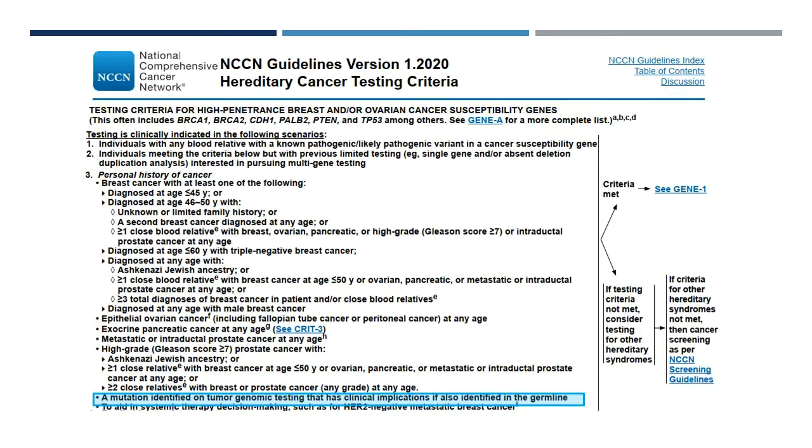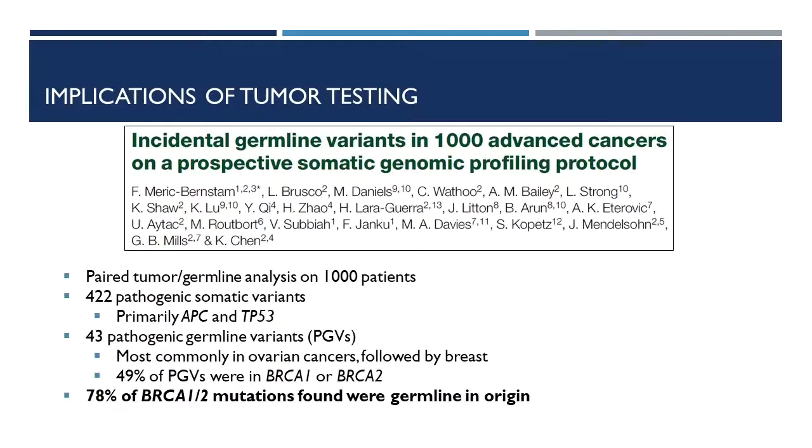NCCN guidelines recommend germline genetic testing when somatic tumor testing identifies a mutation that may have clinical implications if also present in the germline. This study in 2016 evaluated genetic variants identified in paired tumor and germline testing on 999 patients. Of those evaluated, 422 individuals were identified with at least one pathogenic somatic variant, with the majority in the APC and TP53 genes. The study identified 43 pathogenic germline variants, with 49% being in either BRCA1 or BRCA2.